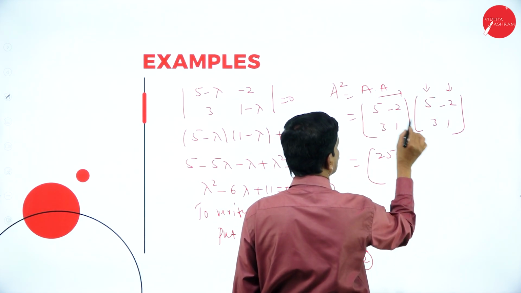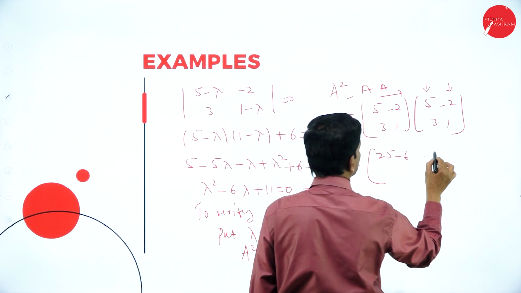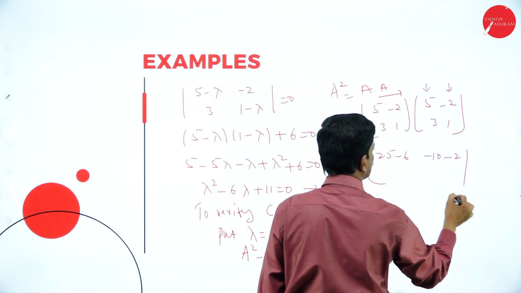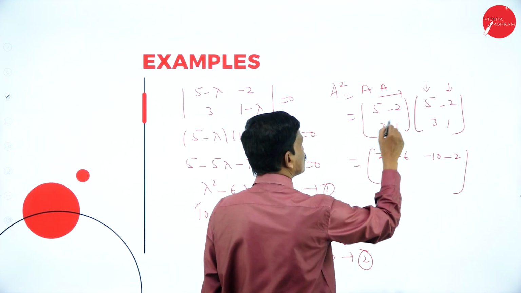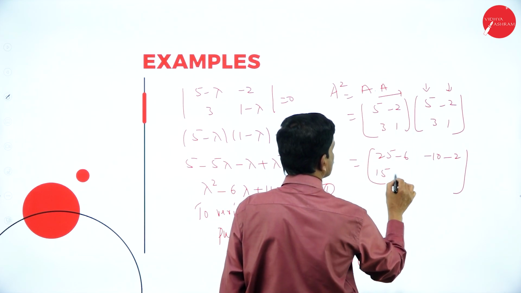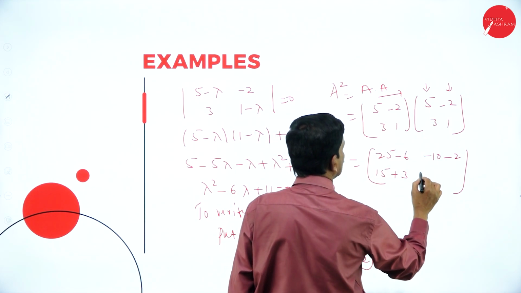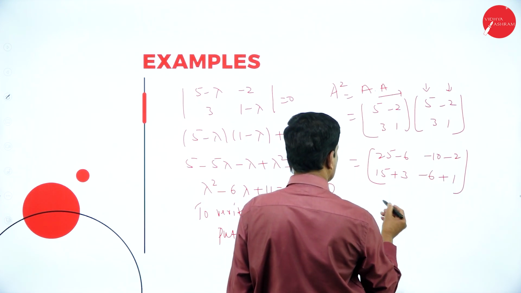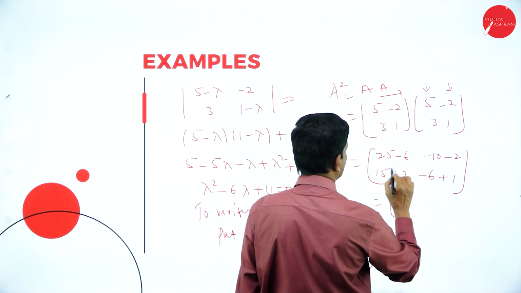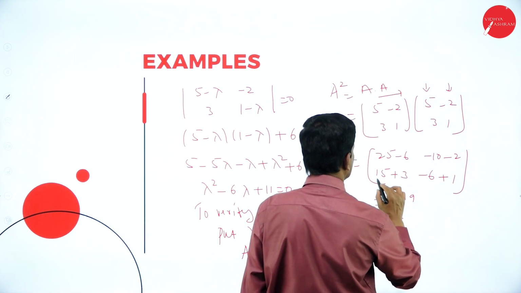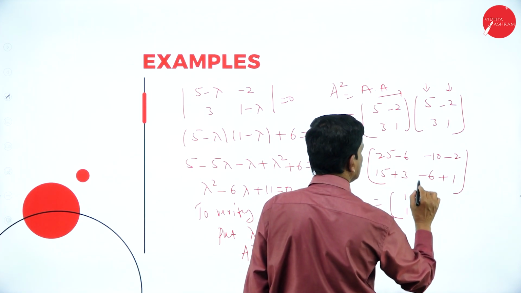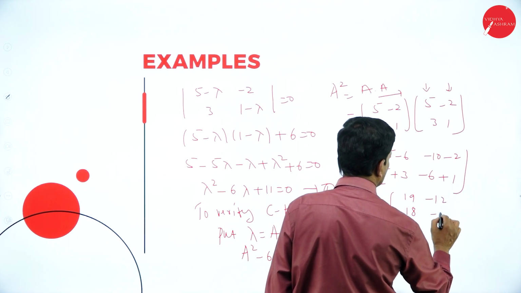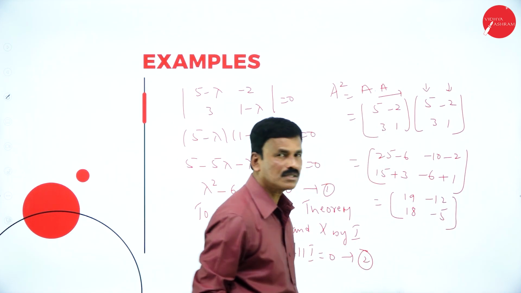5 5s are 25, 2 3s are 6, 5 2s are 10, minus 2 1s are 2. Now, second row, first: 5 3s are 15, plus 1 3s are 3. Again, 3 2s are 6, plus 1 1s are 1. That is equal to 25 minus 6 is 19, 10 minus 2... 15 plus 3 is 18, minus 12 minus 5 is the second row. This is A square, right?